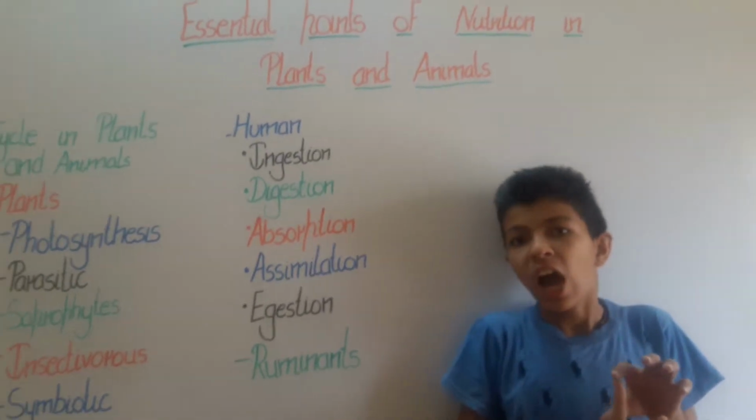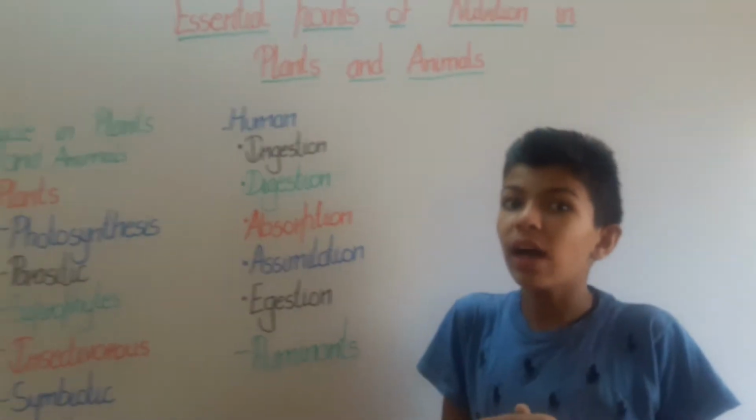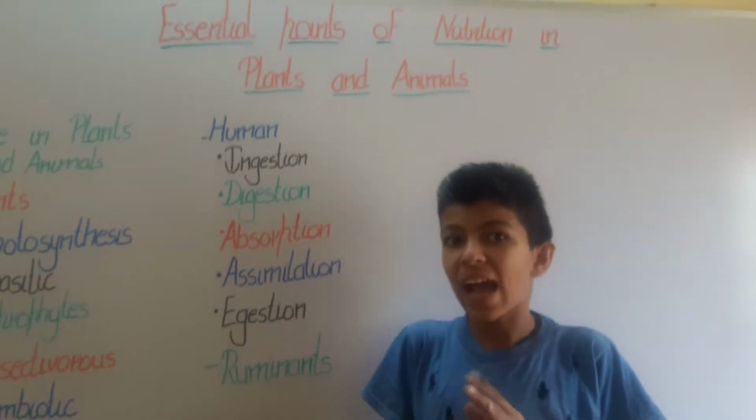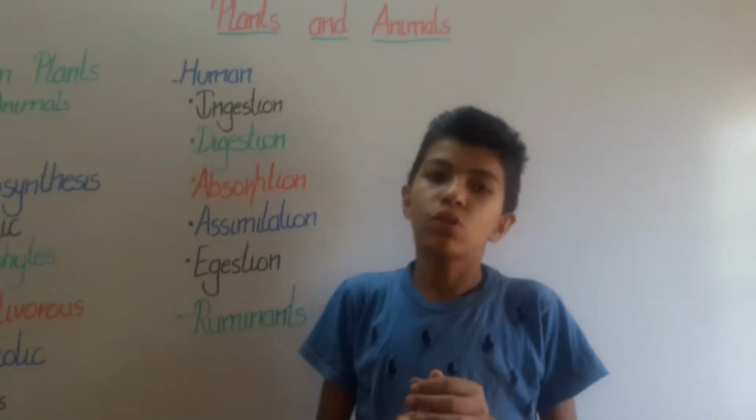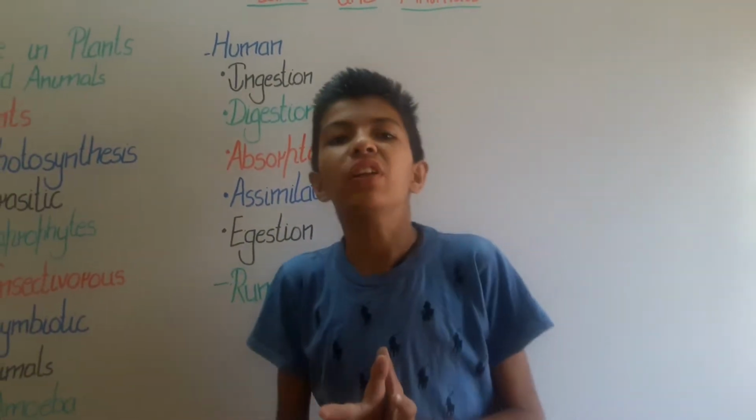Most of the plants are autotrophic. They can make their own food, but all the animals are heterotrophic, as well as some plants are also heterotrophic, or obtain their food from the heterotrophic nutrition.